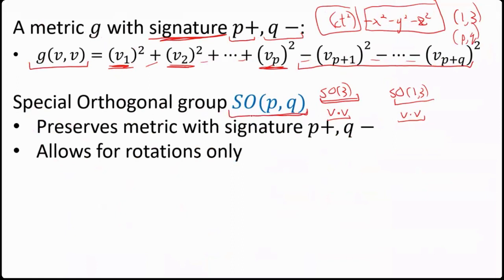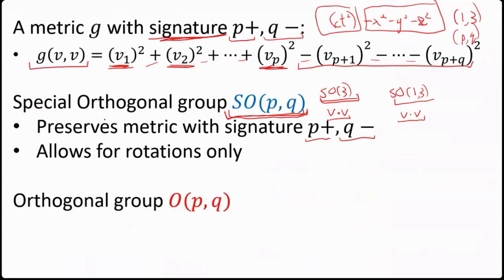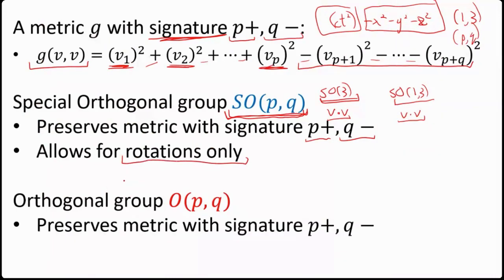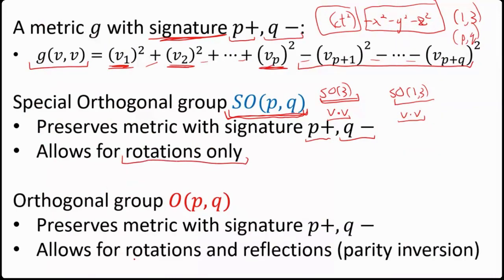So that's what SO(p,q) is. It doesn't change the dot product for a metric with p plus signs and q minus signs. And then the orthogonal group, the special orthogonal does rotations, but the orthogonal group allows for rotations and reflections. So I think this is determinant +1, and this is determinant plus or minus 1. So it can do reflections as well.